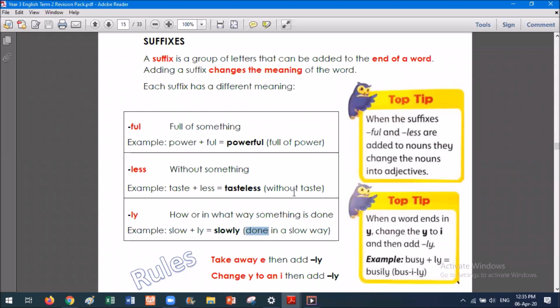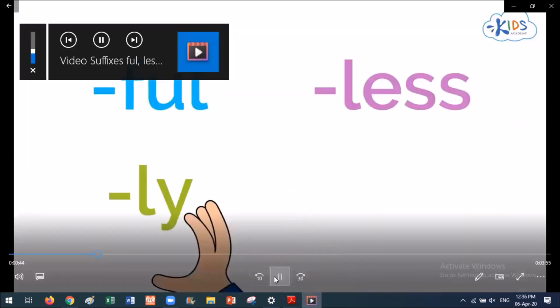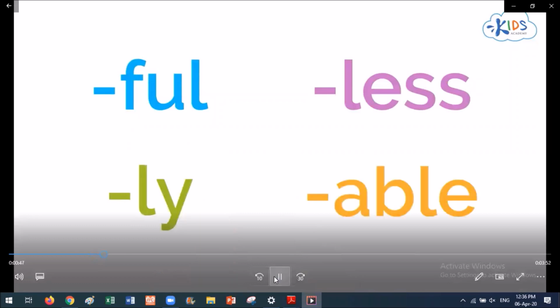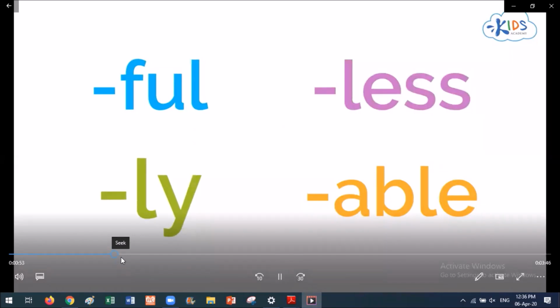We had a couple of different top tips here as well. When we're going to be doing suffixes, we need to make sure that we're following some rules. Now, sometimes we need to make sure we take away the E before we add ly, and sometimes, not all the time, we will review this, we change the Y to an I and then add ly. So these are a couple of our rules. These are the letters at the end of the word. We did full, less, and ly as well. So full, full of, less, without, and ly, how it's done.